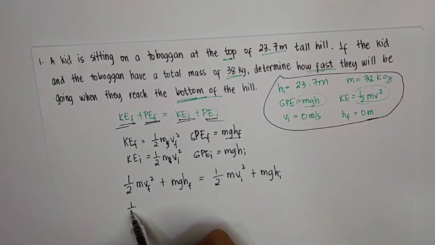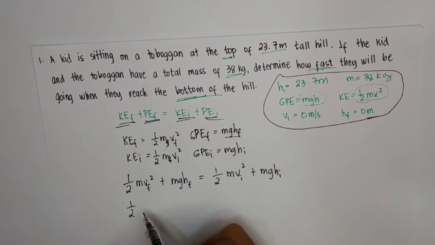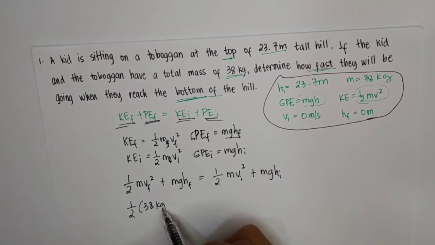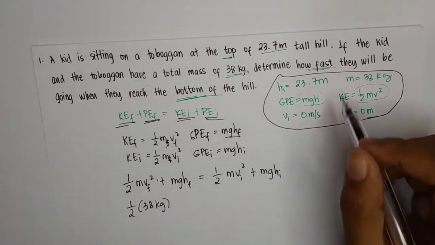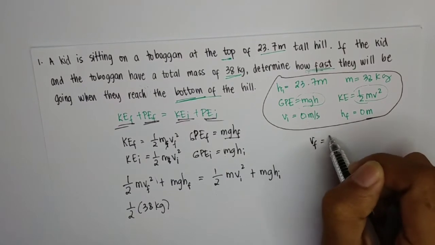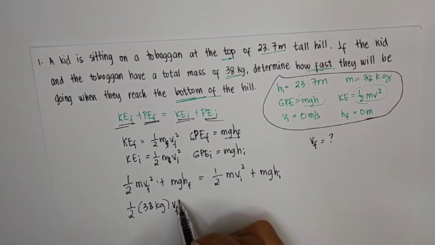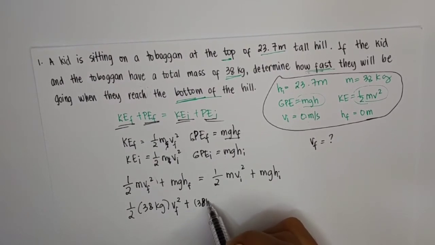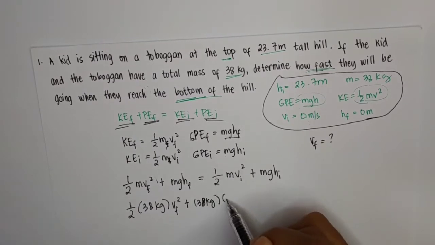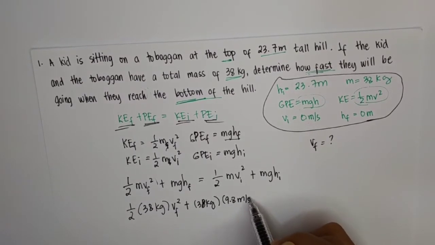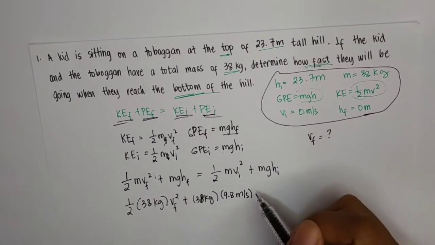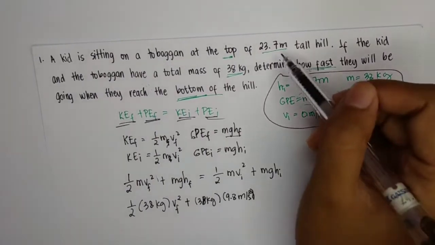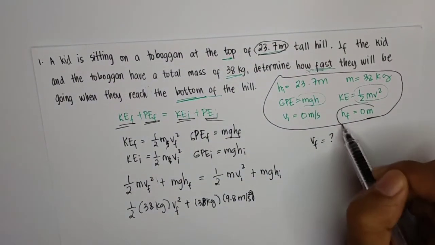So, copy natin yung 1/2. Ano yung mass natin? Our mass is 38 kilograms. And our final velocity, yan yung hinahanap natin, so yung final velocity natin is unknown. So, that will be final velocity squared plus, again, copy yung mass, that is 38 kilograms. And our gravity, that is 9.8 meters per second squared. Then, we have here our height, that is our height final is 0.